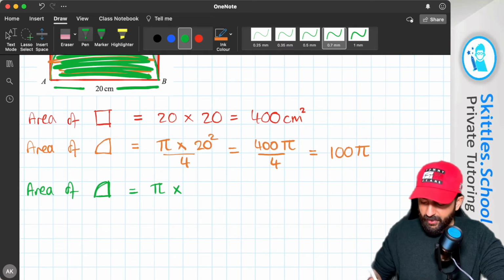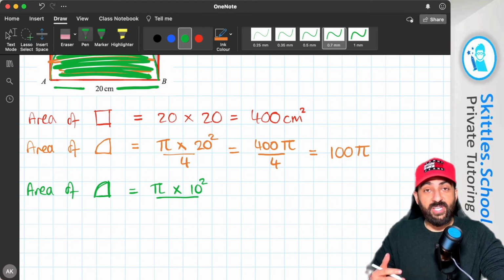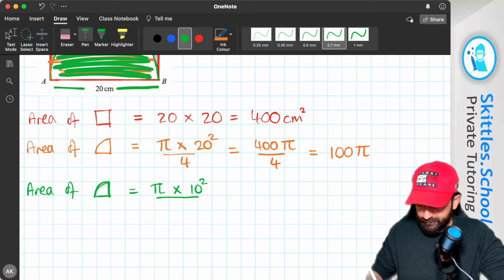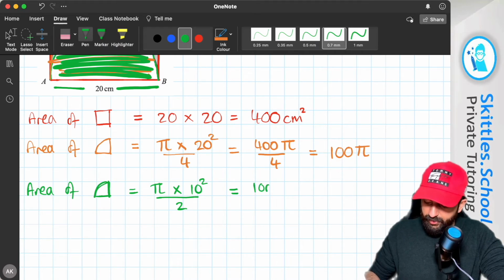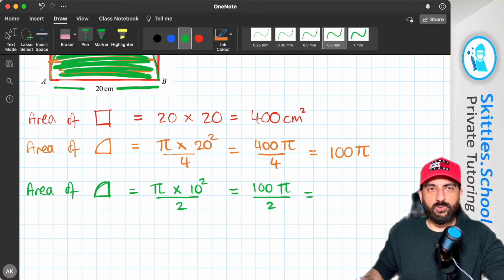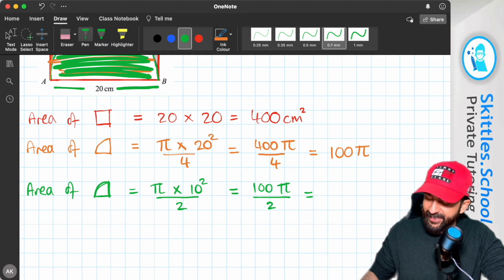So pi times by the radius squared, so pi times by 10 squared. And because this is a semicircle, it's half a circle, we can divide it by 2. And again, we're solving in terms of pi. So 10 squared is 100. So the numerator is 100 times pi, or 100 pi. Denominator is still 2. And 100 pi divided by 2 is 50 pi.